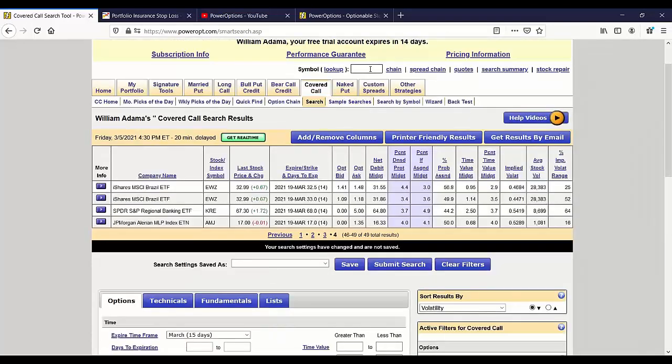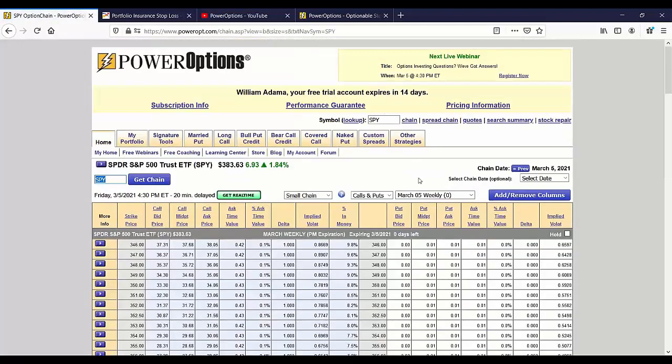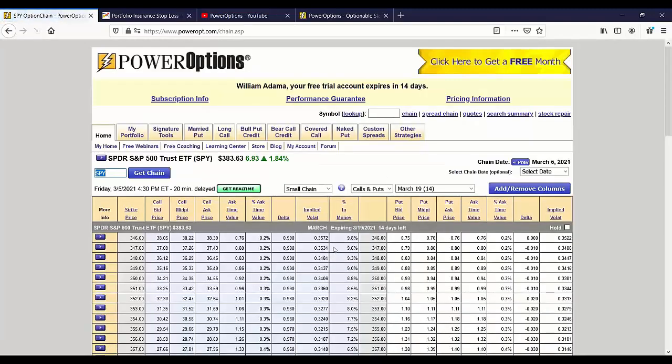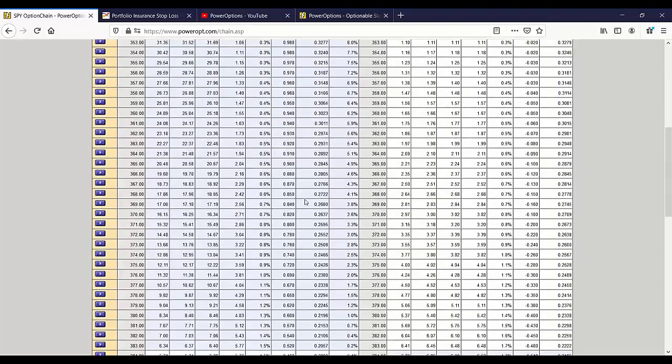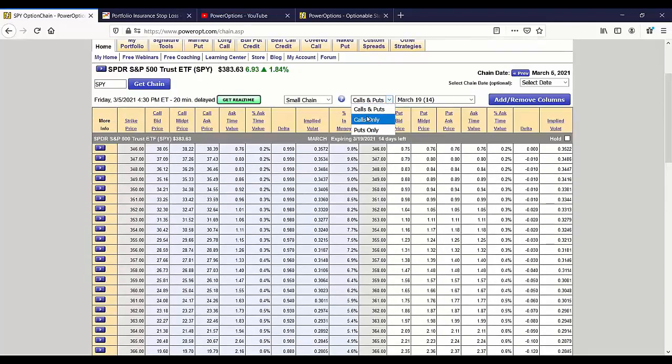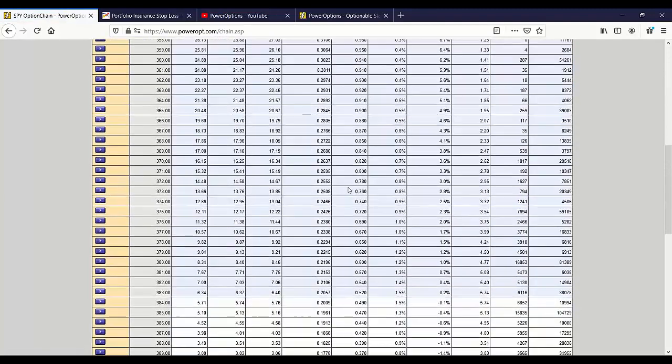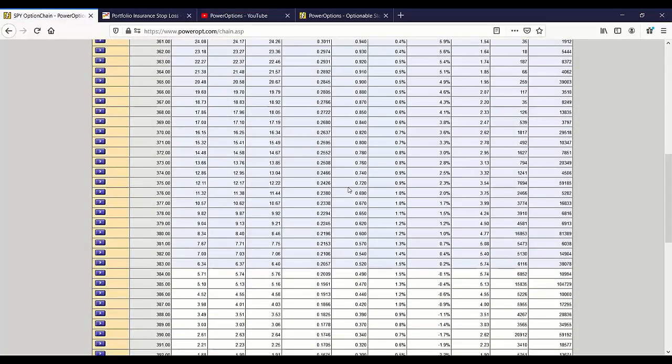Let's take a brief look at just the option chain for SPY, for standard March expiration. And we'll take a look at just the calls again, as we were looking at covered calls here. We have to select our proper expiration of March 15th. I'm sorry, it's not March 15th, it's the 19th. I apologize, folks. There we go. And we're looking at the small chain here. And I just want to look at the calls. Okay, so we go down here. Let me adjust the columns.